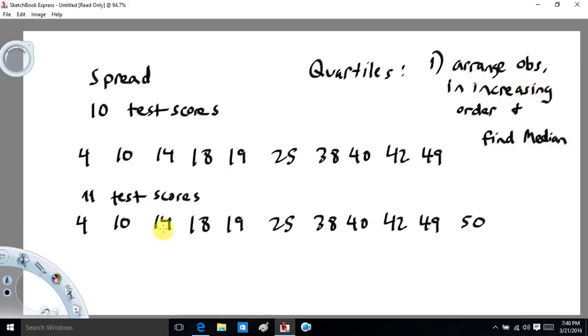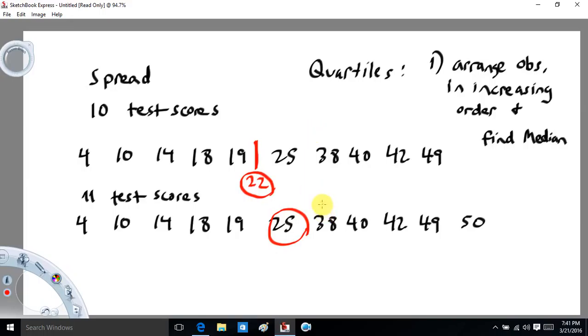Okay, so in this case, with 10 observations, since we have an even number of observations, the median has to be the average of these two. If we add those together, we get 44, and divide that by 2, we get 22. That's the median. Now here we have an odd number, so it's just going to be the 6th observation because there's 5 on either side, right? So 1, 2, 3, 4, 5. That's the median there.